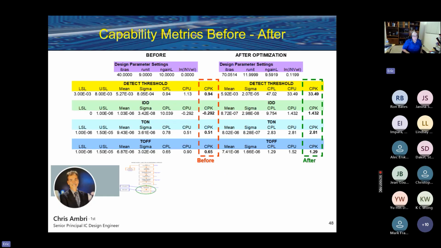Similarly, before I get there, he was an experienced engineer, Chris, and before he had done trial and error, the way engineers typically approach these engineering challenges. And you see with this trial and error, weeks of trial and error, he got an okay CPK for detect threshold, close to 1, not quite 1, a negative CPK, very bad, for the current, and very low CPKs for turn on time, turn off time. But based on this approach, which actually took him just a couple of days, combining statistics with engineering, he got all the CPKs greater than 1 at that optimal point you saw in my plot with the white cliffs of Dover a moment ago.